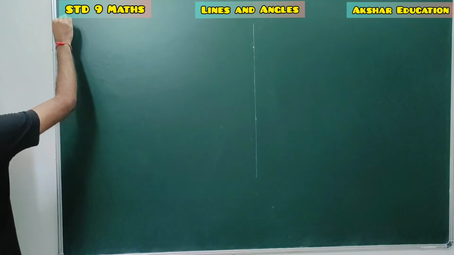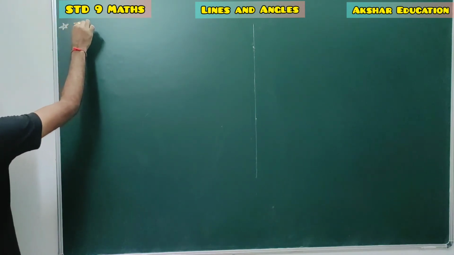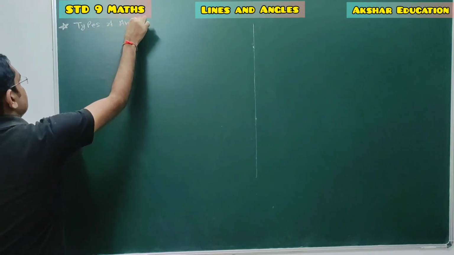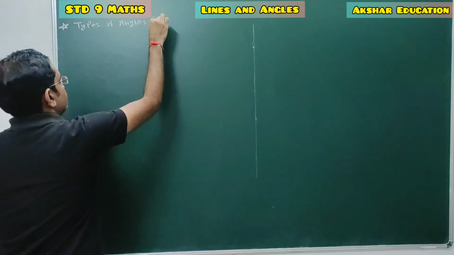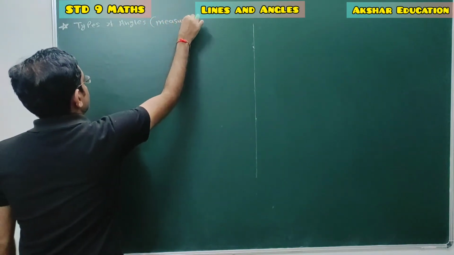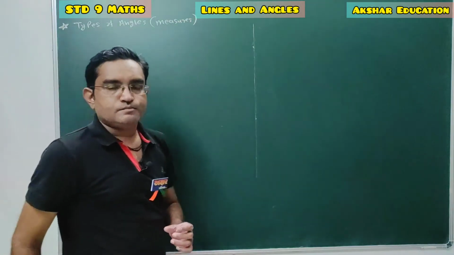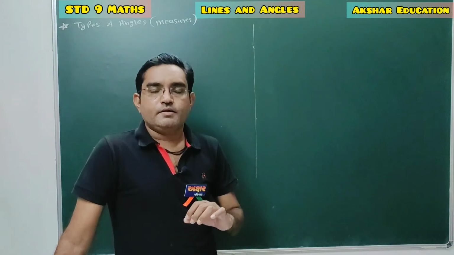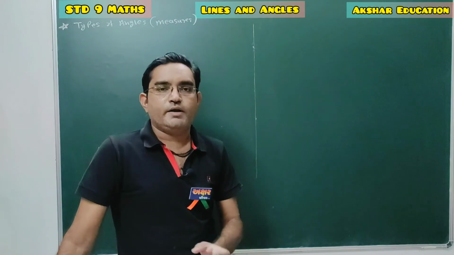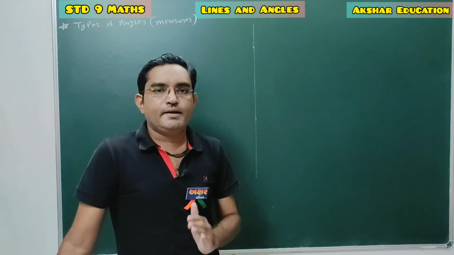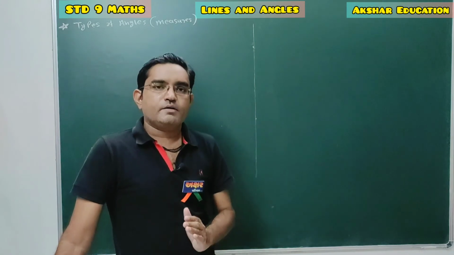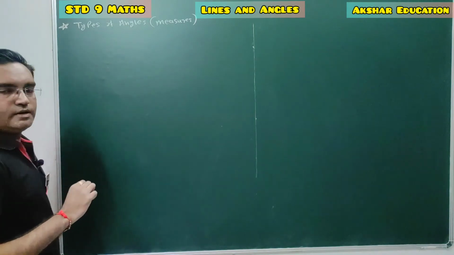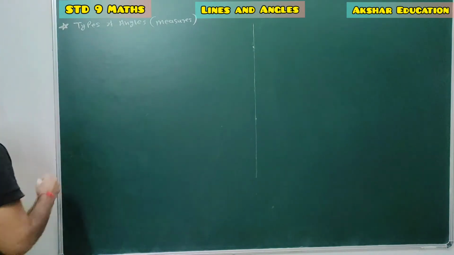Now we'll discuss types of angles based on their measures. According to measures of angle, we will discuss types of angles. We already studied that the angles are measured in two units, either in degree measure or in radian measure. But up to standard 10, we will use only degree measure to measure the angles. So now we'll discuss classification of angles, that means different types of angles based on their measure.